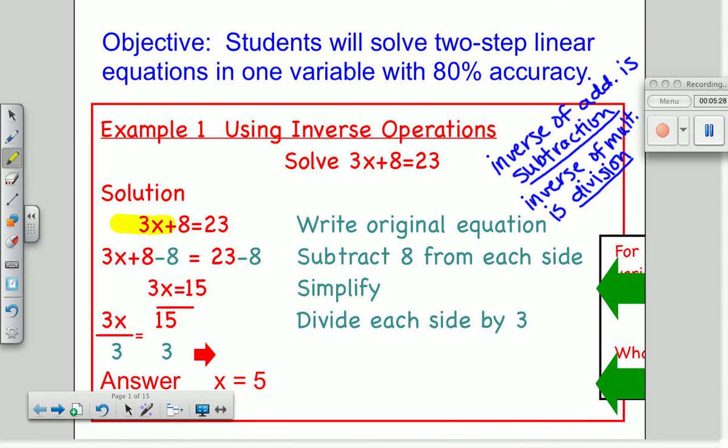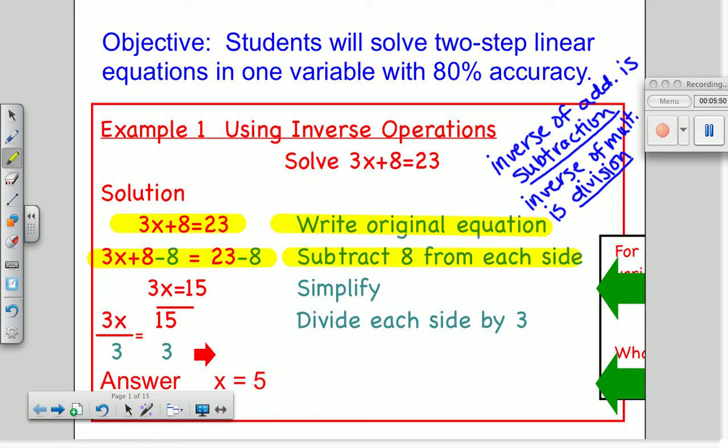So 3x plus 8 equals 23 is the original equation. The opposite of addition was subtraction, so we're going to subtract. How much are we going to subtract? Well, how much is being added? 8 is being added, so we're going to subtract 8. So if we subtract 8 from this side, we have to subtract 8 from this side. Subtract 8 from each side.